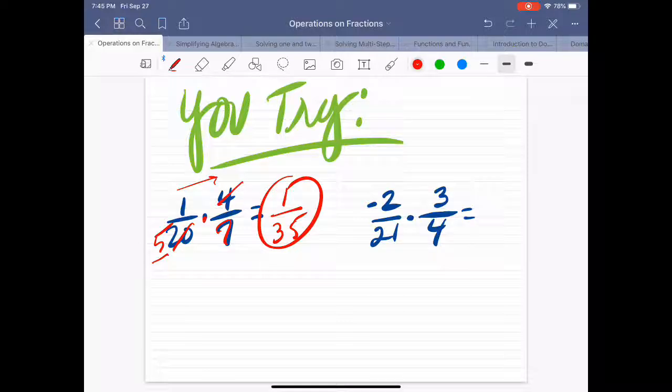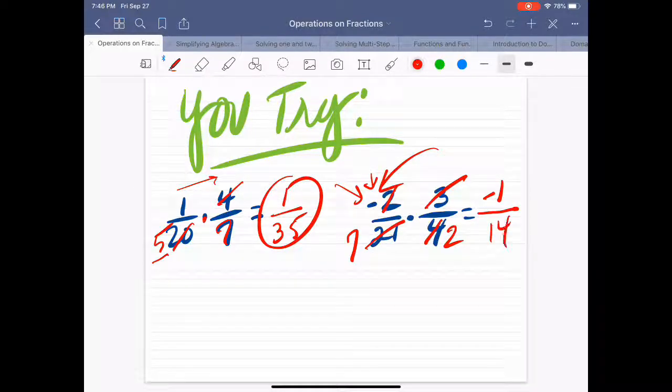Okay, example 2. So let's simplify. 2 goes into 4 2 times. Notice that I didn't use the negative this time, but don't forget it's still at the top. And then 3 goes into 21 7 times. So let's see what we have left over. In the numerator, the only thing that I have left over is a negative 1 from here. And at the bottom, we have 7 times 2, which is 14. Nothing simplifies, so you are done.